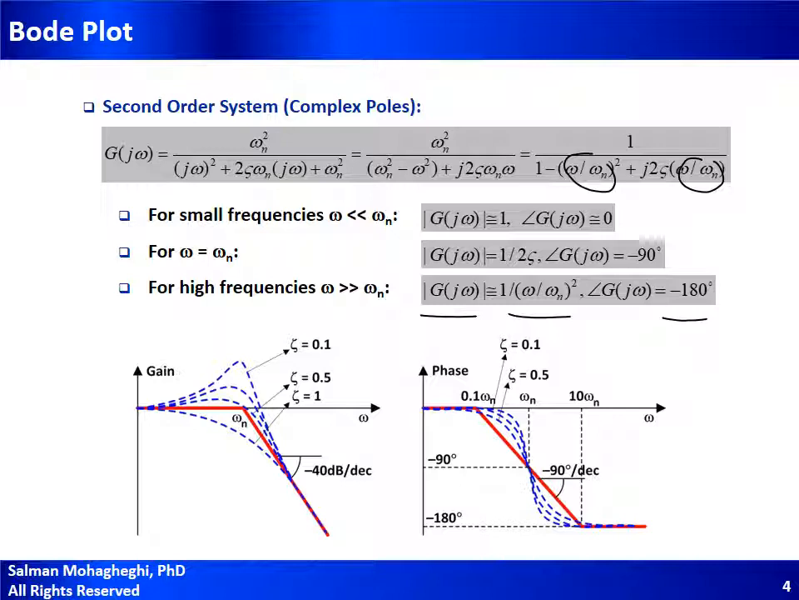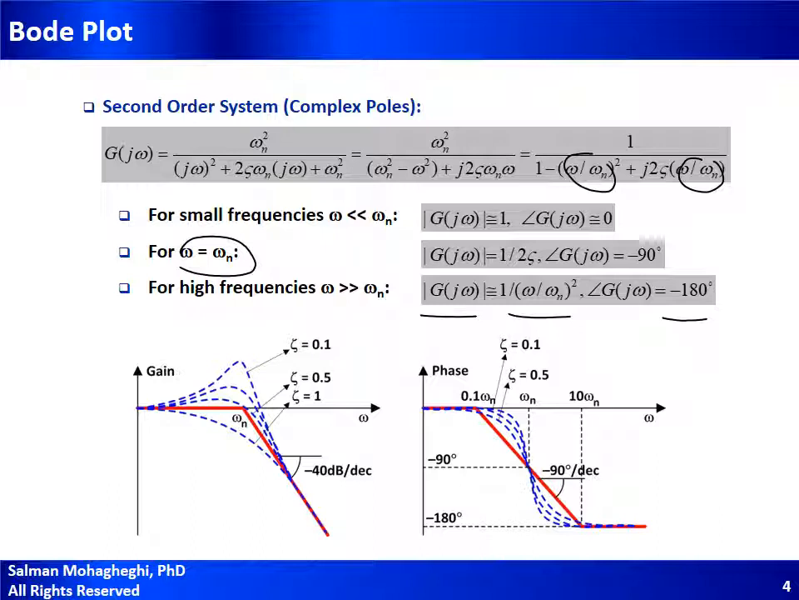Another key point for Bode plot of second order systems that we consider is typically the frequency which equals the natural frequency. If you plug in omega equals omega n, you would get different values for the magnitude of g of j omega and the angle of g of j omega. Nonetheless, what we do is, again, similar to first order systems, we try to approximate this nonlinear Bode plot, both for phase and magnitude, with linear counterparts.